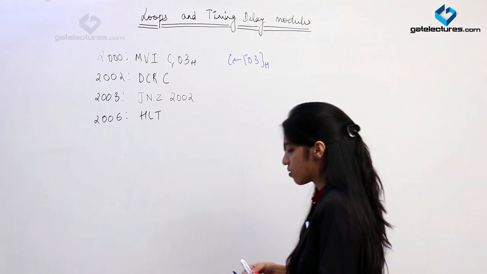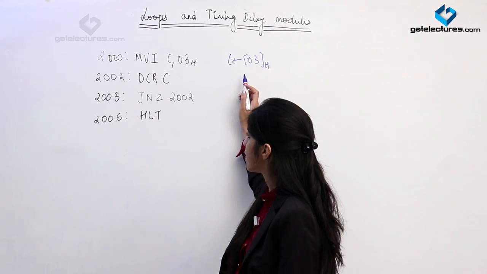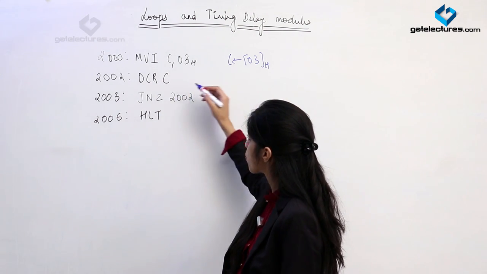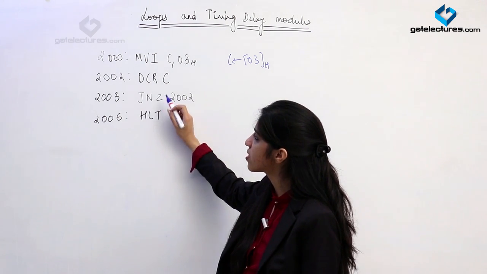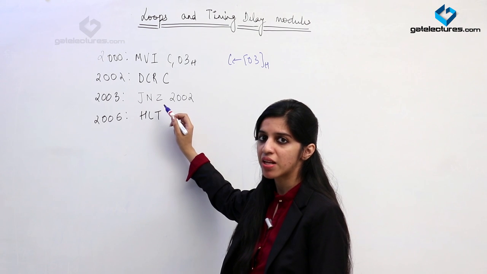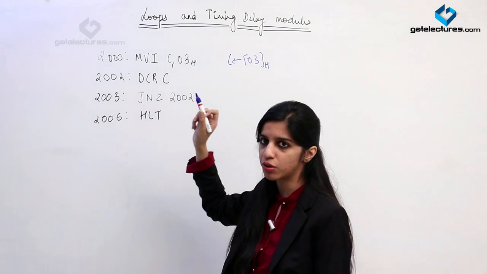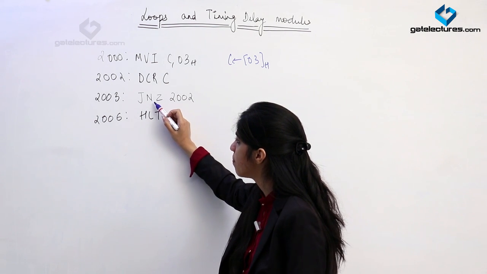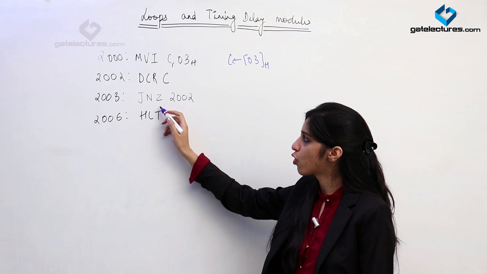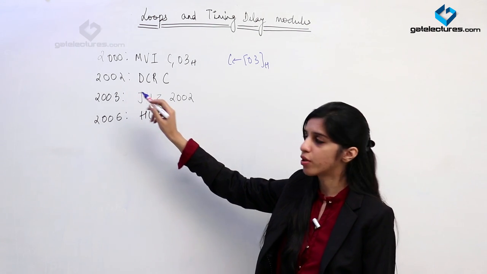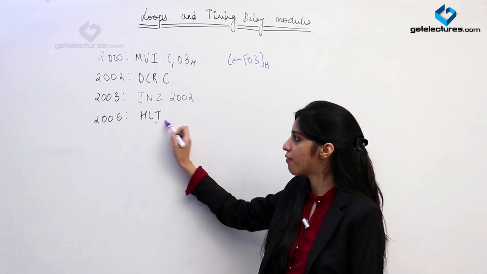Now what happens in this program is, we are loading C with 03, then we are decreasing C. Suppose in this cycle C becomes 02. Then we are going to check the contents of C. If the contents of C are 0, the program is not going to jump. It's going to jump if jump not 0. See, JNZ means jump not 0. If not 0, jump to 2002. If 0, then the condition is false, there will be no jump, and the program will end.